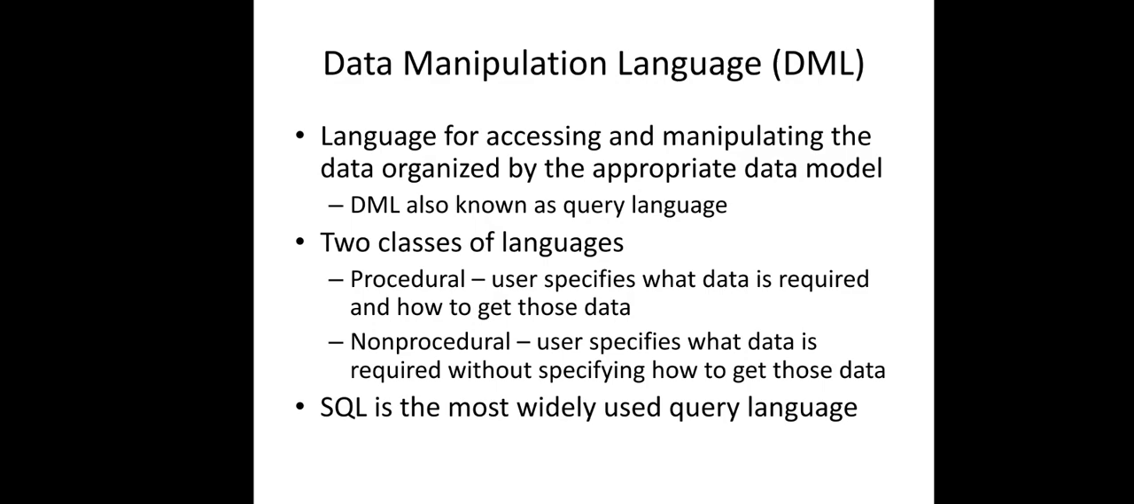And the other component is data manipulation language. Data manipulation language is used for manipulating the information present in the entity. Basically there are 2 classes of that language, that is procedural data manipulation language and non-procedural data manipulation language. Procedural DML specifies what data is required and how to get those data. In case of non-procedural DML, the user specifies what data is required without specifying how to get those data.